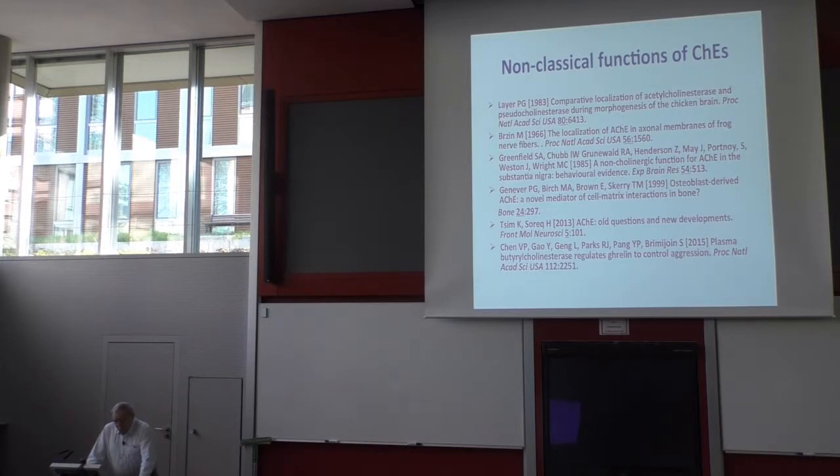Then there's a review by Carl Silman, and finally, a very exciting paper published just over 4 years ago: plasma butyrylcholinesterase regulates ghrelin to control aggression. I won't show the biochemistry or the pharmacology, but ghrelin is, I think, about a 30-residue oligopeptide, polypeptide, with an octanoyl 8-carbon residue at the end, and it's involved in aggression and in appetite.